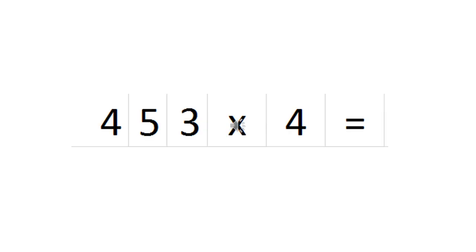This is multiplication. We're going to be looking at multiplying a 3-digit number by a 1-digit number. So we've got a 3-digit number like 453 times a 1-digit number, which is 4. If we're going to do this, the smart thing to do is to line it up with the larger number on top and the smallest number on the bottom.